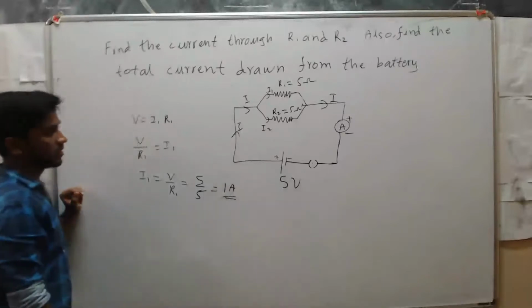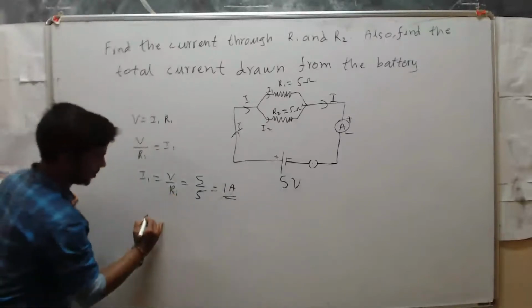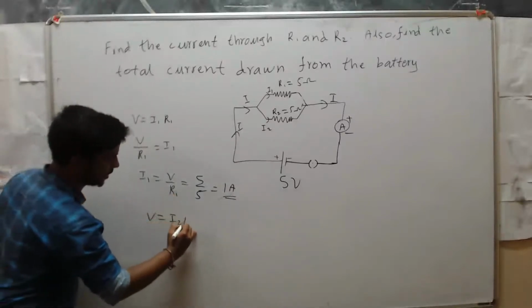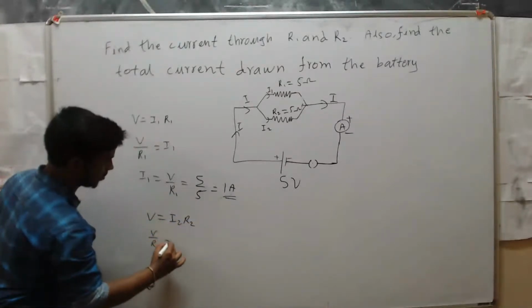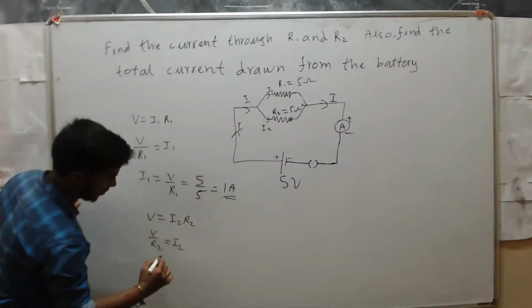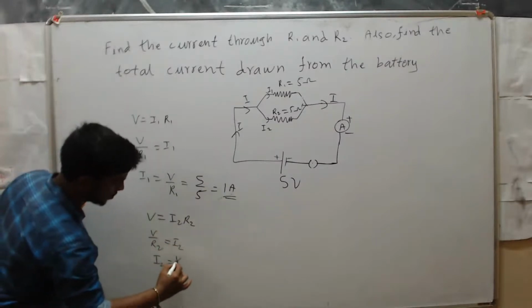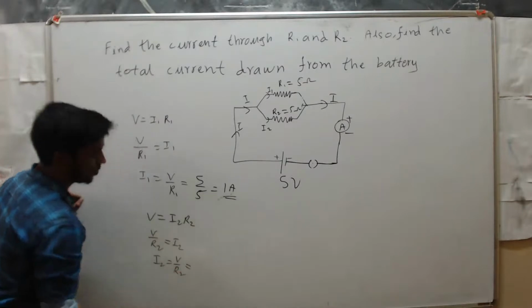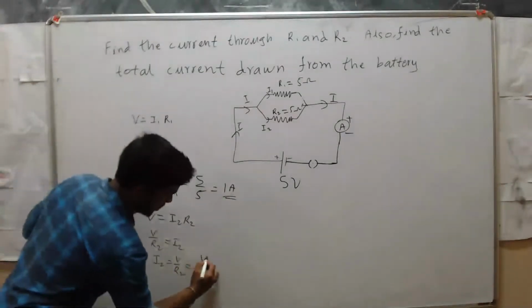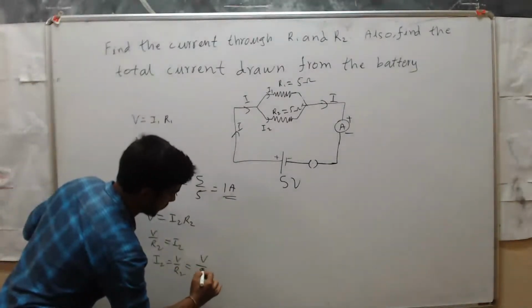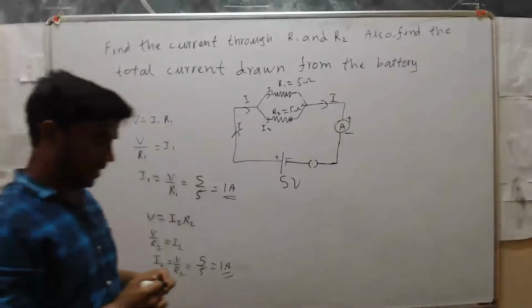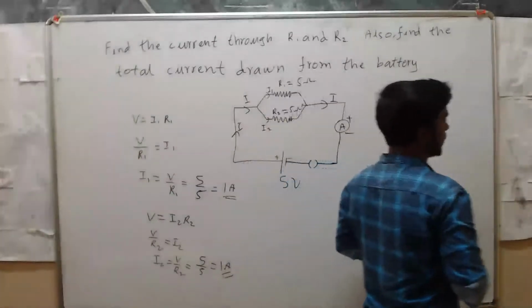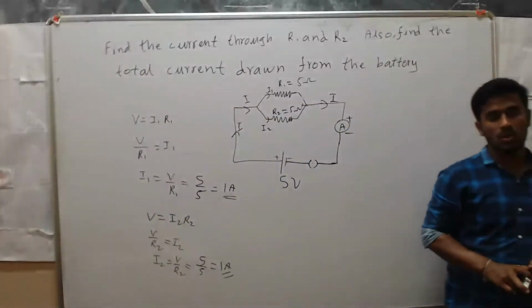Next calculate the current through R2. For that we have the formula V is equal to I2 into R2. So V by R2 is equal to I2, or I2 is equal to V by R2. What is V value? V is constant, that is 5. So here also you will get 1 ampere. So current through R1 is 1 ampere, current through R2 is also 1 ampere.